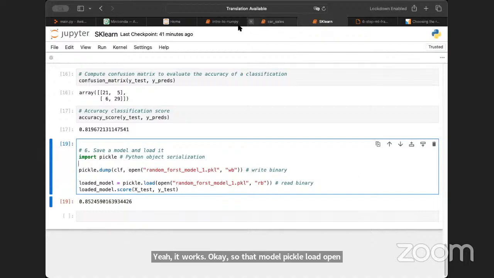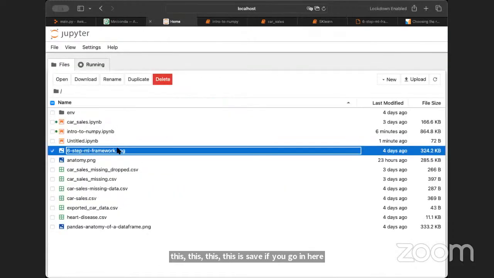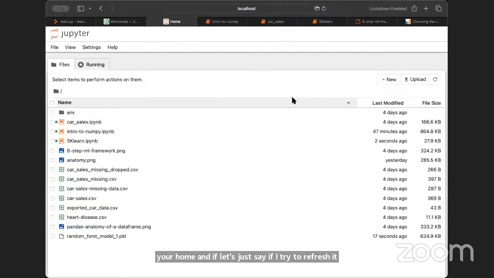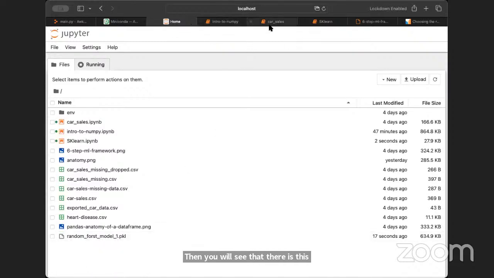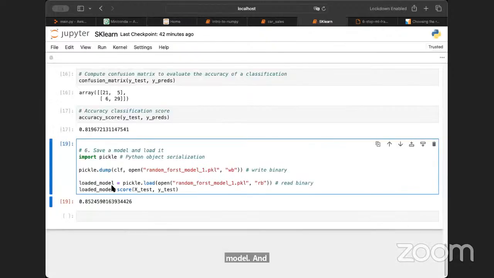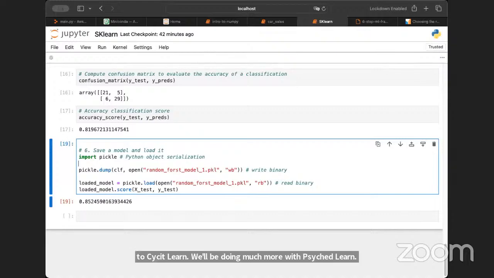This is saved. If you go in here in your home, and if I try to refresh it, then you will see that there is this random forest model dot pkl, pickle type, and you can just load this model. It creates a pickle binary from where you can just load it. So this is our introduction to Scikit-learn. We'll be doing much more with Scikit-learn in the next class.